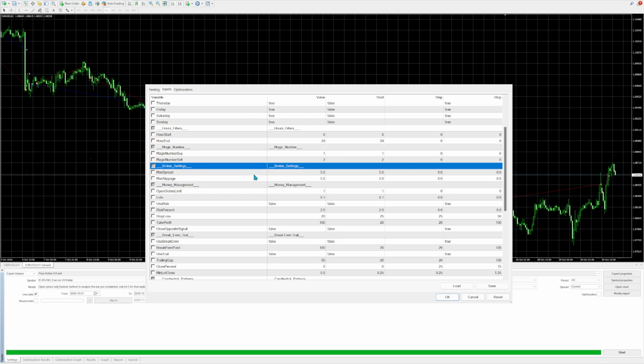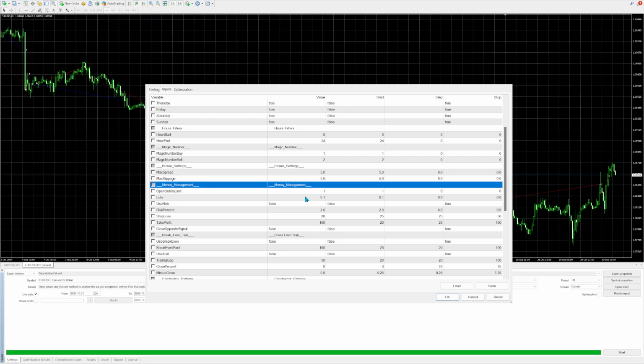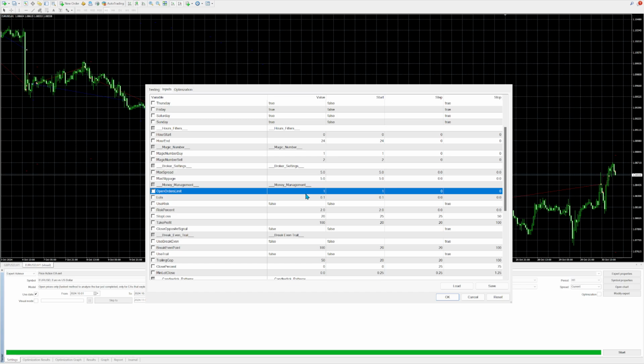So here we have the broker settings, maximum spread and maximum slippage. Basically this means that the EA will not send you trading signals and will not place trades if the spread or slippage is greater than this value, which is in pips. Okay, money management: open orders limit, set to 1 by default. This means that the EA can have one open buy and or one open sell trade at any time. You don't want to end up in a situation where you've got duplicate trades open all over the place. Things can get messy quite quickly.